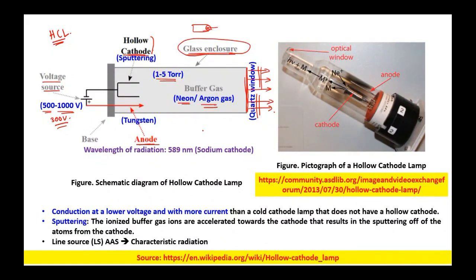Now what happens is that when we apply such a high voltage in between the anode and the cathode, which is made up of tungsten, due to the application of this high voltage across this short space, the buffer gas which is present over here, say for example neon, becomes neon positive, Ne+, and electrons are being generated.